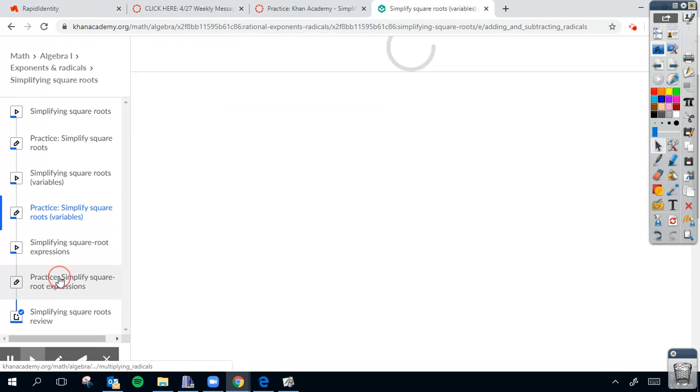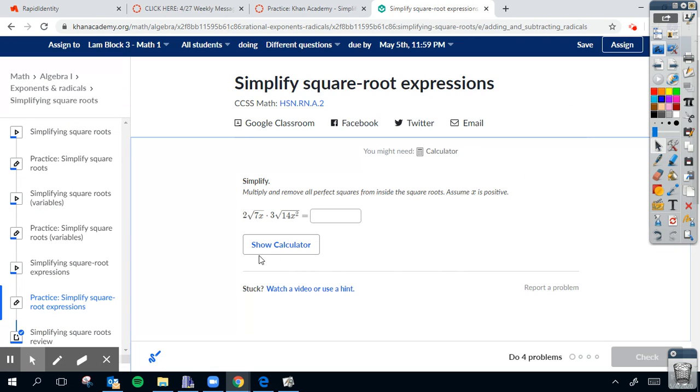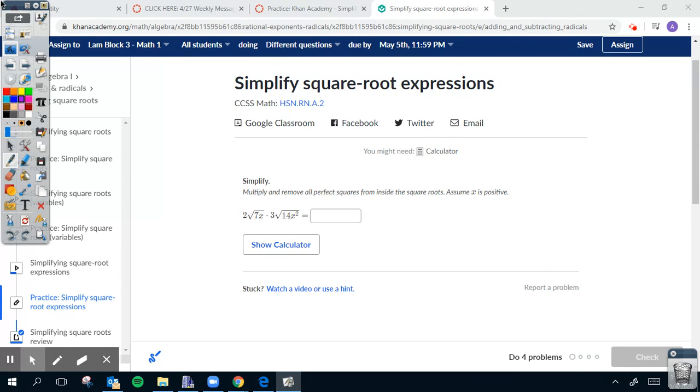The last ones that I want to go over with you are expressions. These can be a little bit more difficult, but not too bad overall as well. All right, so remember, order in multiplication does not matter, so I can rearrange this. I have my coefficients to my radicals as 2 and 3, so I can do 2 times 3, and if they're both under the radical, 7x and 14x squared, they can remain together under the radical.